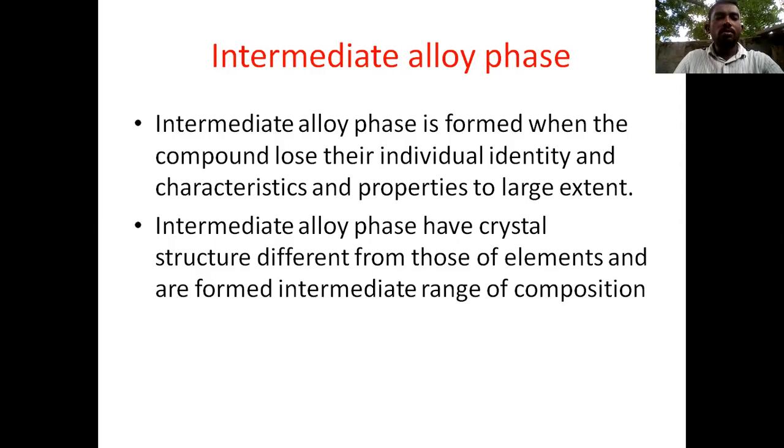Coming to the second point, intermediate alloy phase two. Intermediate alloy phases have a crystal structure different from those of the elements and are formed in an intermediate range of composition. This happens when the compounds lose their individual identity, characteristics and properties to a large extent. So the structure is different from those of the elements and is formed in an intermediate range of composition.